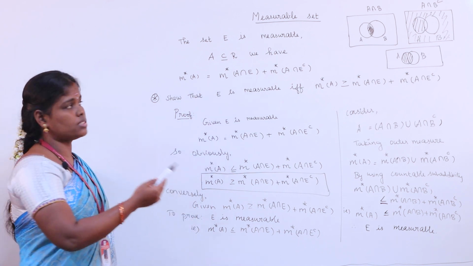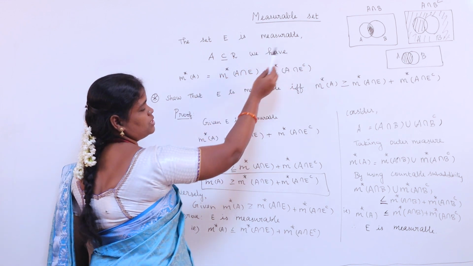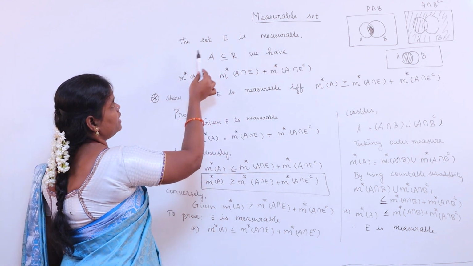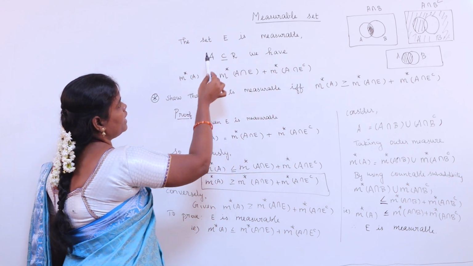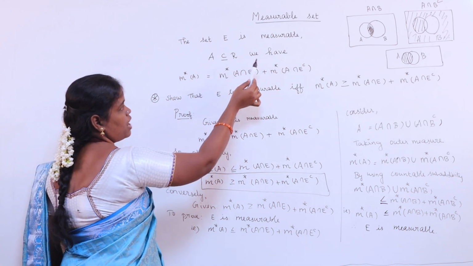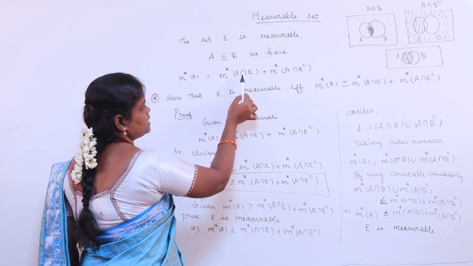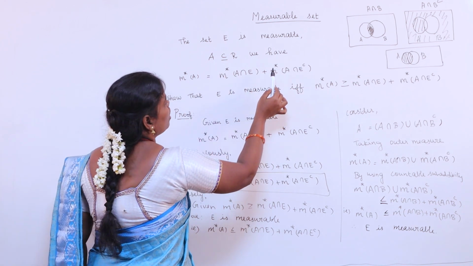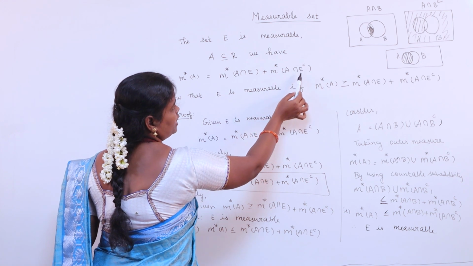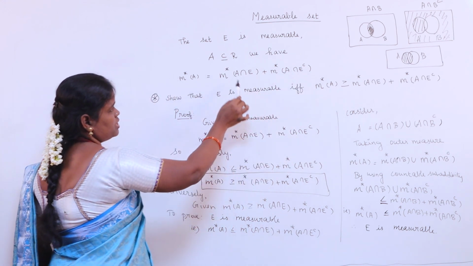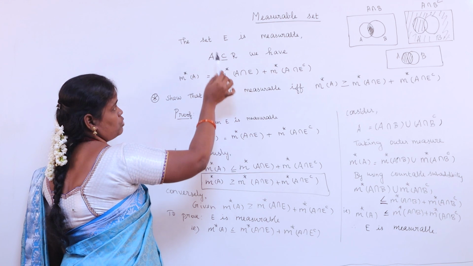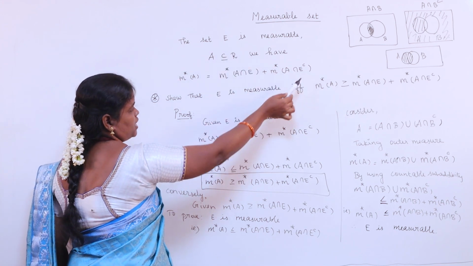Today I am going to discuss the topic measurable set in measure theory. The set E is measurable, A is contained in R. We have to say outer measure of A is equal to outer measure of A intersection E plus outer measure of A intersection E complement. This condition is satisfied. We have to say the set E is measurable.